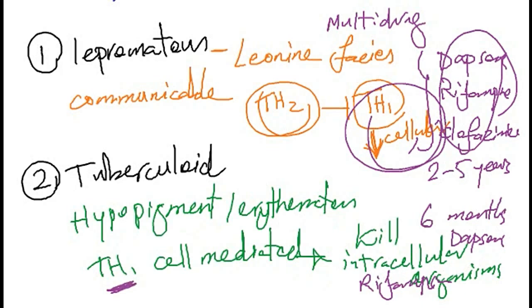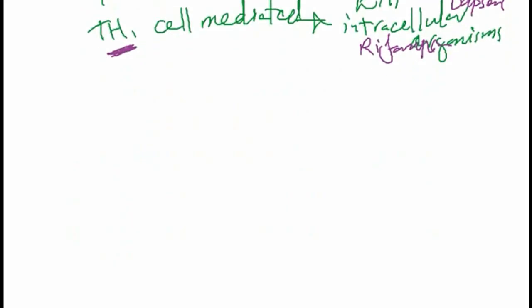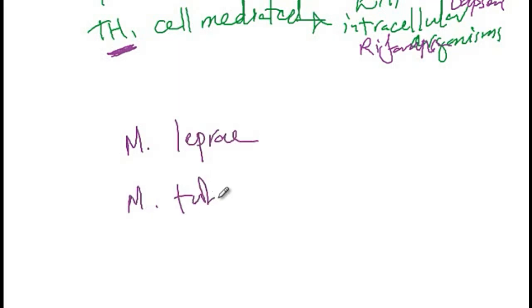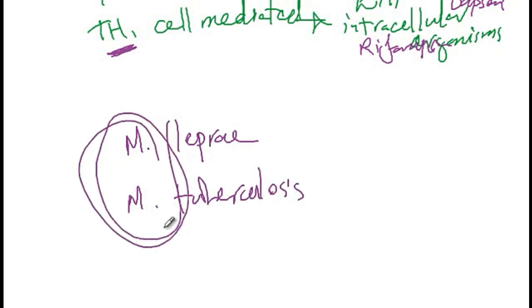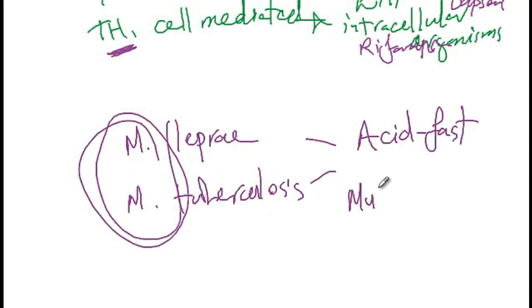Now, one feature that I would like to remind you is that Mycobacterium leprae and Mycobacterium tuberculosis are both from the same genus, Mycobacterium. So both of these organisms are acid-fast bacilli. And one other feature that is similar in both is that you will require multi-drug treatment for both of these conditions.